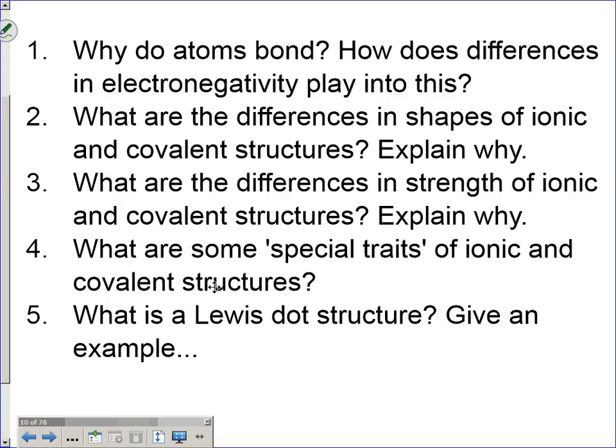So 2 questions I want to address now. What are the different shapes of covalent and ionic? And then what are some special traits of ionic and covalent? Discuss in your groups. You have 1 minute.